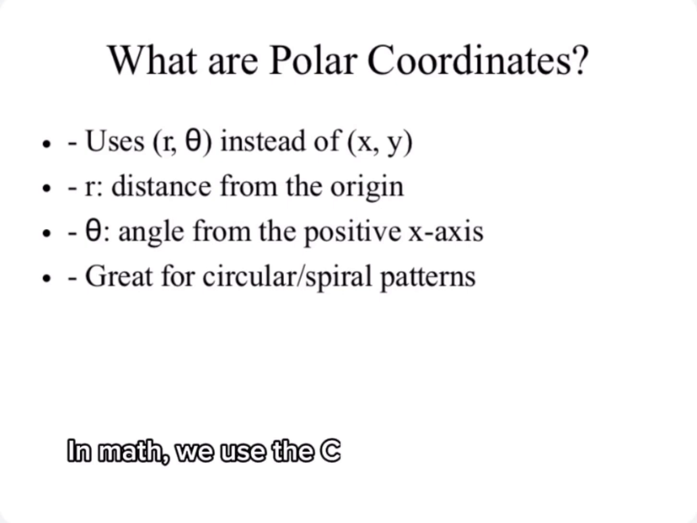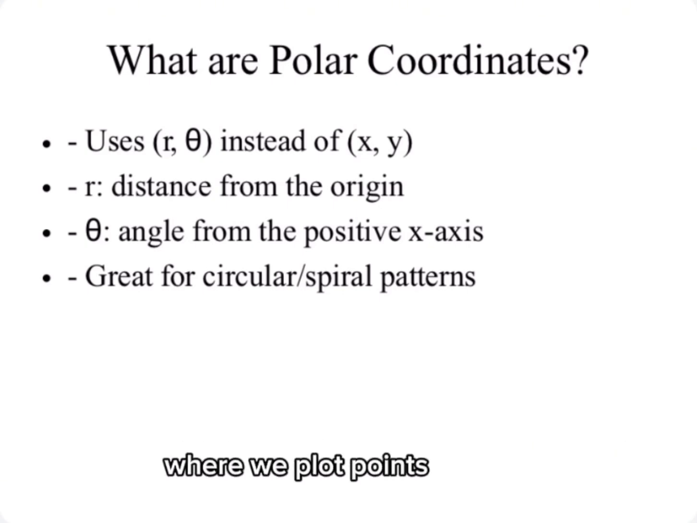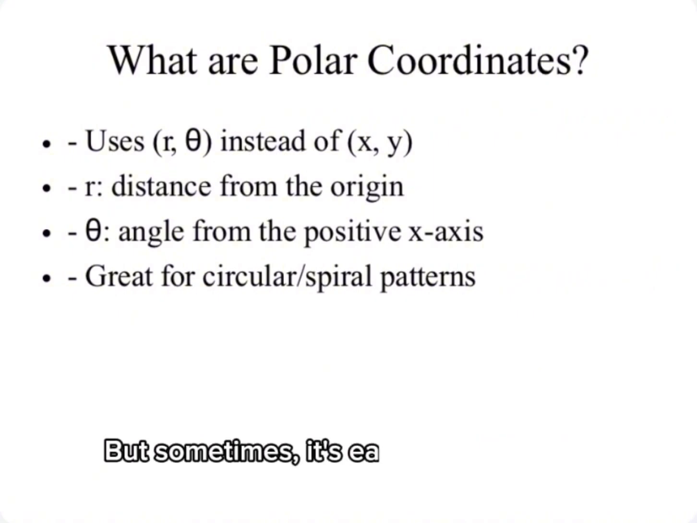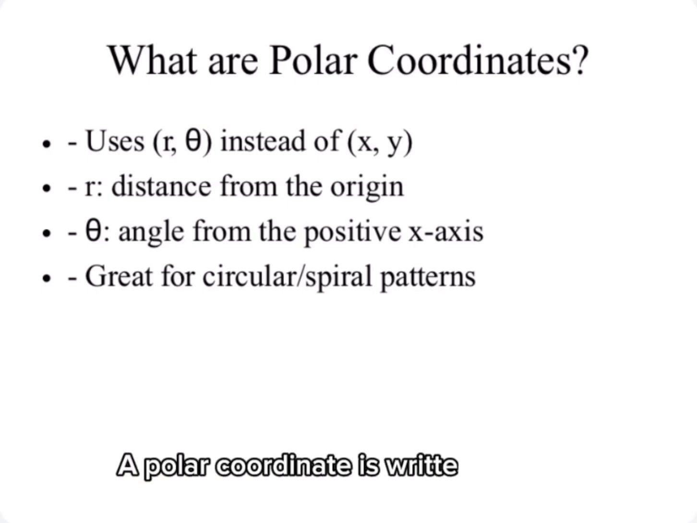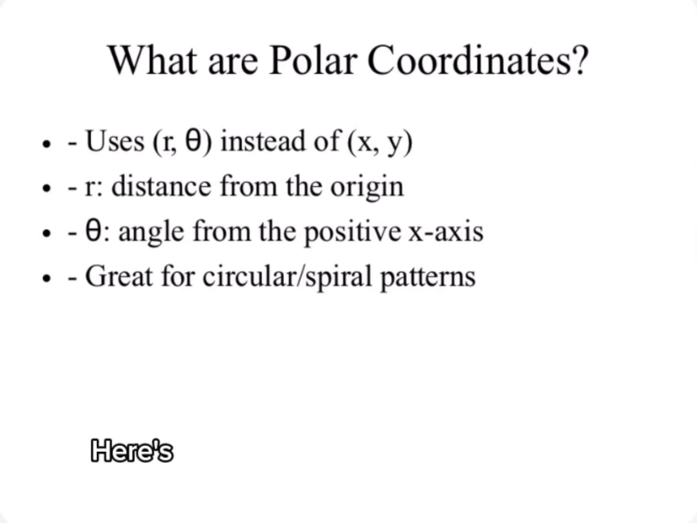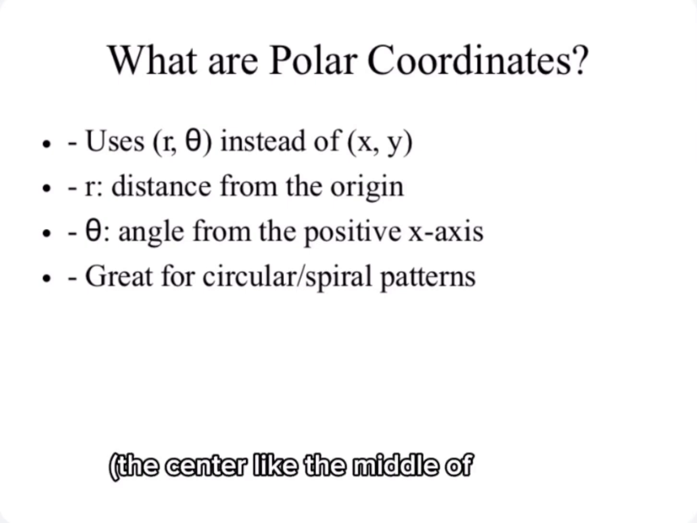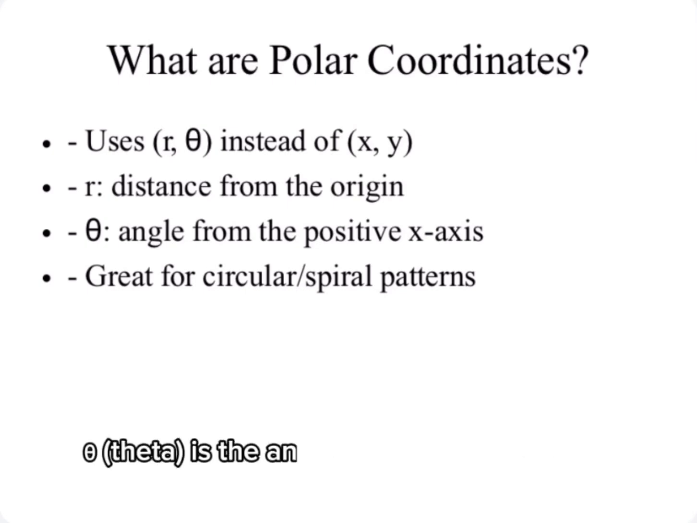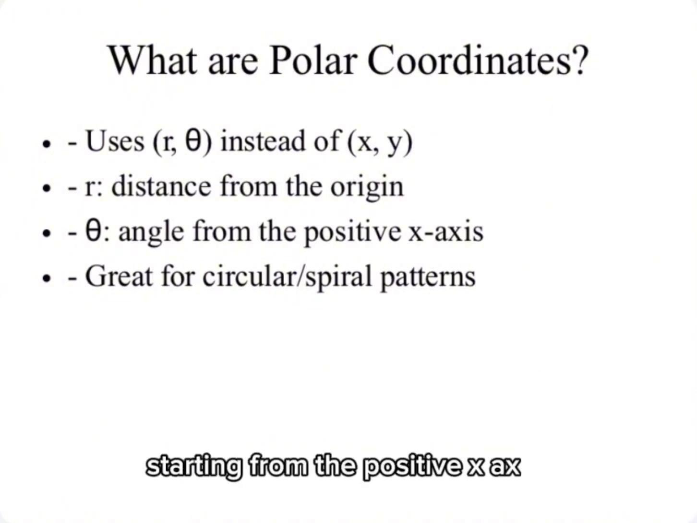In math, we use the Cartesian or rectangular coordinate system, where we plot points as x and y, but sometimes it's easier to use polar coordinates, especially for circular or spiral shapes. A polar coordinate is written as r and theta. Here's what that means. r is the distance from the origin, the center, like the middle of a target. Theta is the angle, usually measured in degrees or radians, starting from the positive x-axis.